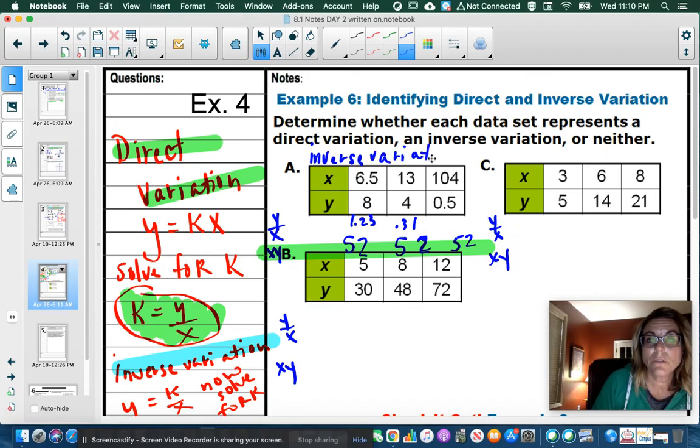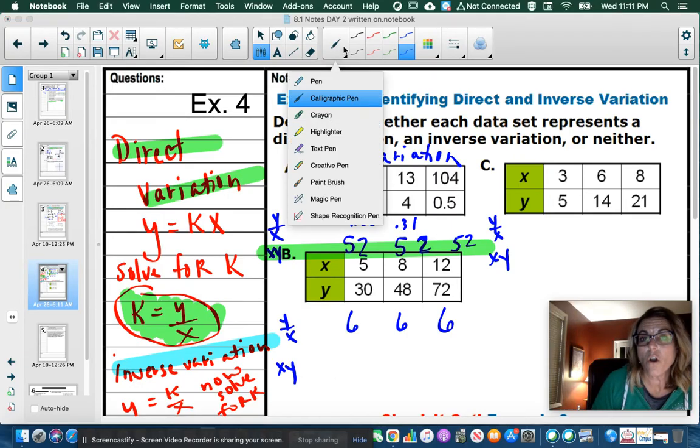Let's go down to B. Again, I'm going to look at the ratio of y over x and then the product. So 30 divided by 5 is 6. 48 divided by 8 is 6, and 72 divided by 12 is 6. So I don't even have to look at the product at all.